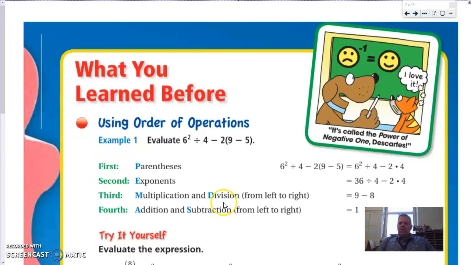Then we can do multiplication and division from left to right. These are, again, interchangeable. We just start on the left and go to the right. So right here, I see division is first on the left side, so I take 36 divided by 4. I get 9. And then I see a multiplication problem. 2 times 4 is 8, so I've got 9 minus 8. Lastly, I will take 9 minus 8, because we do addition and subtraction from left to right, which equals 1.